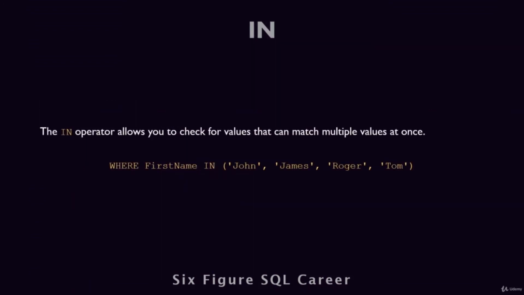There are a few other special logical operators. The first one is IN. The IN operator allows you to check for values that can match multiple values at once. So in my example, if I am searching for a first name of John, James, Roger, or Tom, I can use the IN operator to specify my first name being any one of those four names.